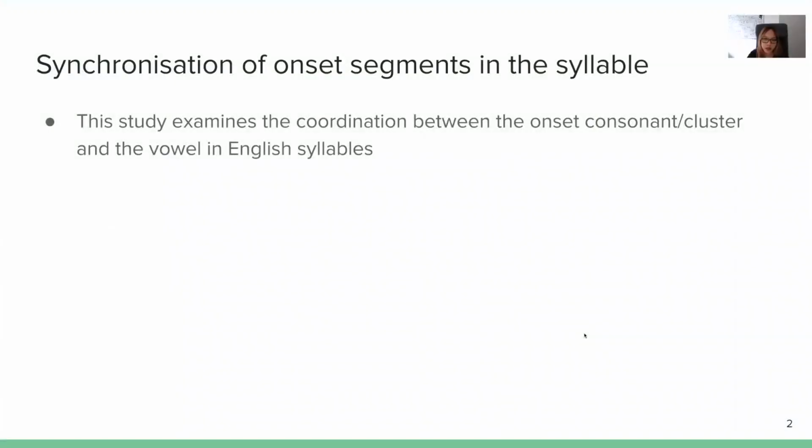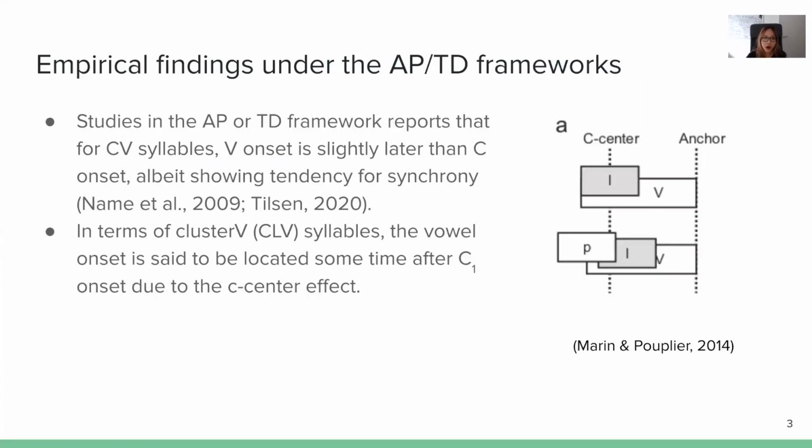This study examines the coordination between the onset consonant or cluster and the vowel in English syllables. So far, most studies investigating CV coordination have been done under the articulatory phonology or task dynamics framework. For CV syllables, most studies report a slight lag between C and V in terms of an in-phase coupling relationship. In terms of cluster and vowel syllables, the vowel onset is said to be located sometime after the first component in the cluster due to the C-center effect.